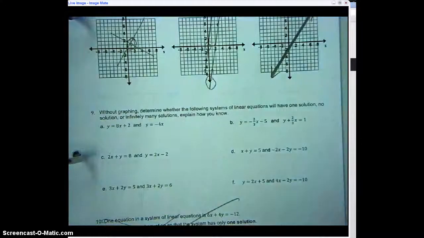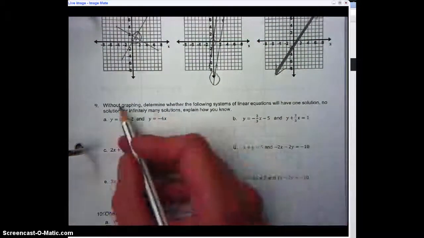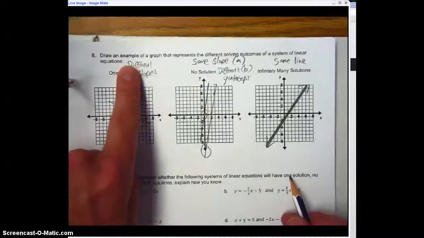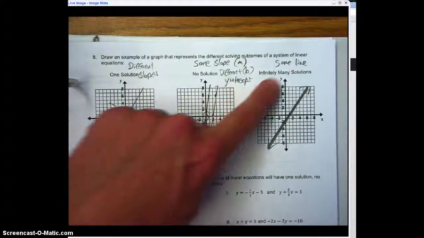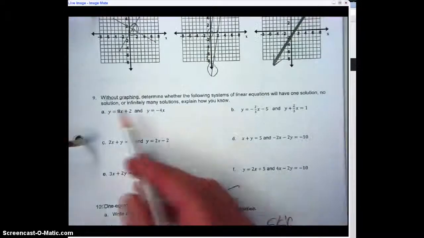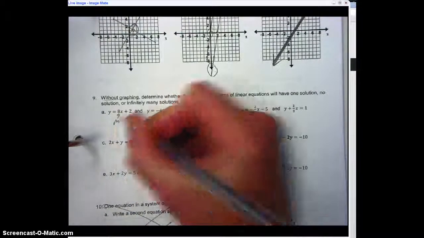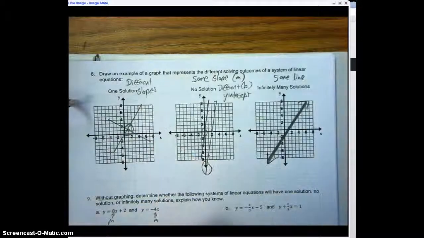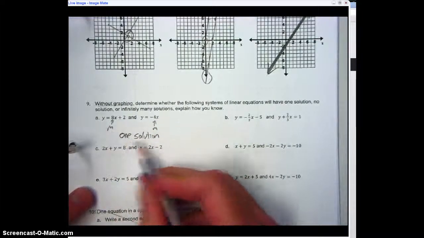Last set of problems, just like your homework. So when you get to your homework and these instructions are there, just follow these examples. Without graphing, so you don't need any graph, you're going to determine whether it has one solution, no solution, or infinite solutions. Okay? So look at A. Look at their slopes. This is 8. This is negative 4. So do they have different slopes? Yes. The answer is one solution. These lines would intersect. These have different slopes, so the answer is one solution.